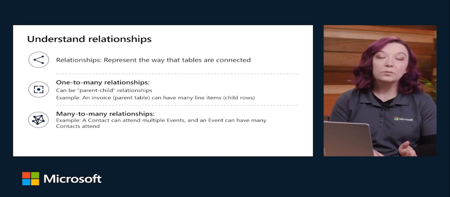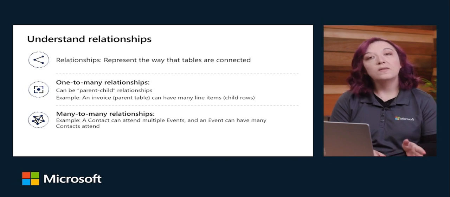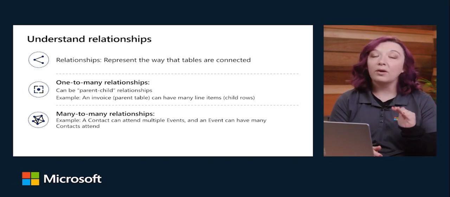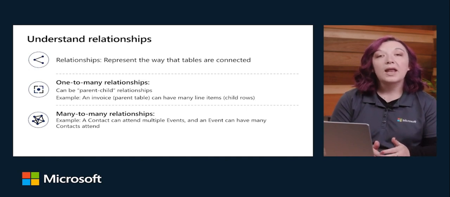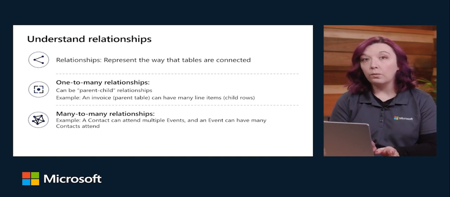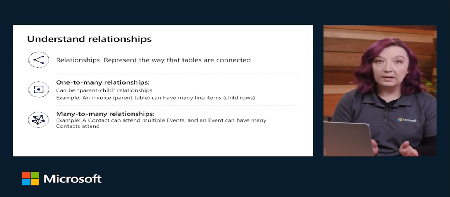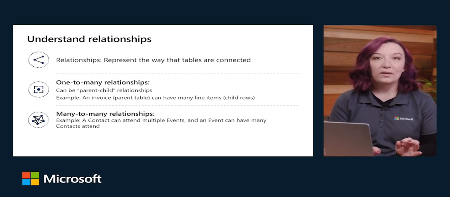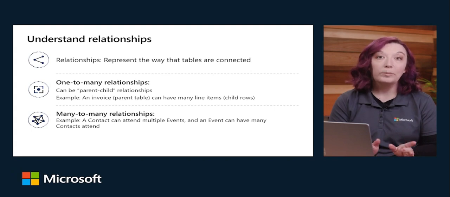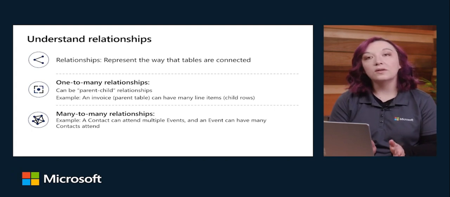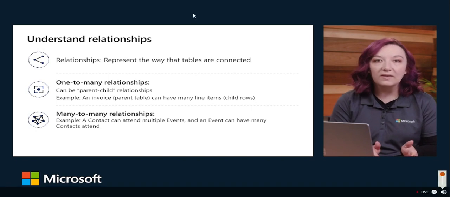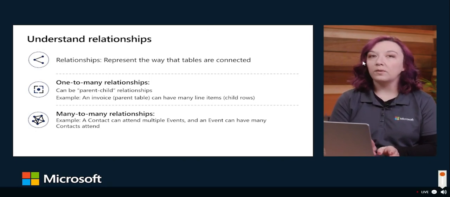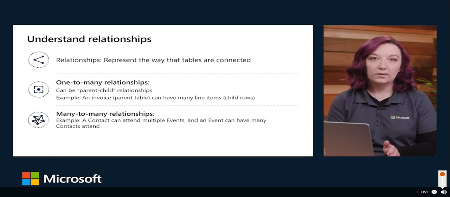One-to-many relationships are also known as parent-child relationships. An example of this would be an invoice. The invoice table would be the parent, and the individual line items would be part of the child table. Now, an invoice can have 0, 1, or many line items or child rows, but the line item will always be related to just one invoice or parent record. Similarly, you can think of an account with contacts or a project and tasks. Those are examples of one-to-many relationships.